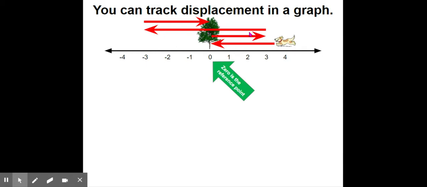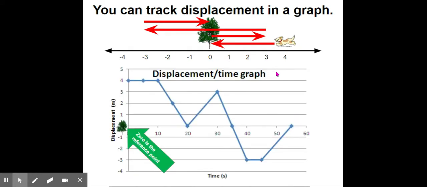So this back and forth motion is something that we can track. You can see where he's going on the number line, but now we're going to take it up in another dimension. But it's the same motion. Don't freak out.